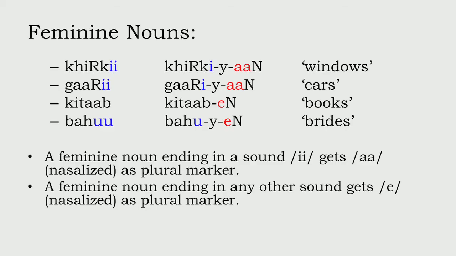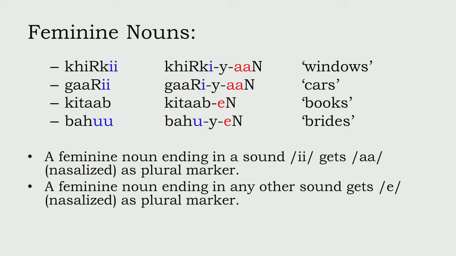Similarly, we have looked at masculine nouns. Now we need to look at feminine nouns separately. So there is a set of rules for masculine nouns and there is a set of rules for feminine nouns, and together they describe all the nouns possible in Hindi with the exceptions that I have just listed.